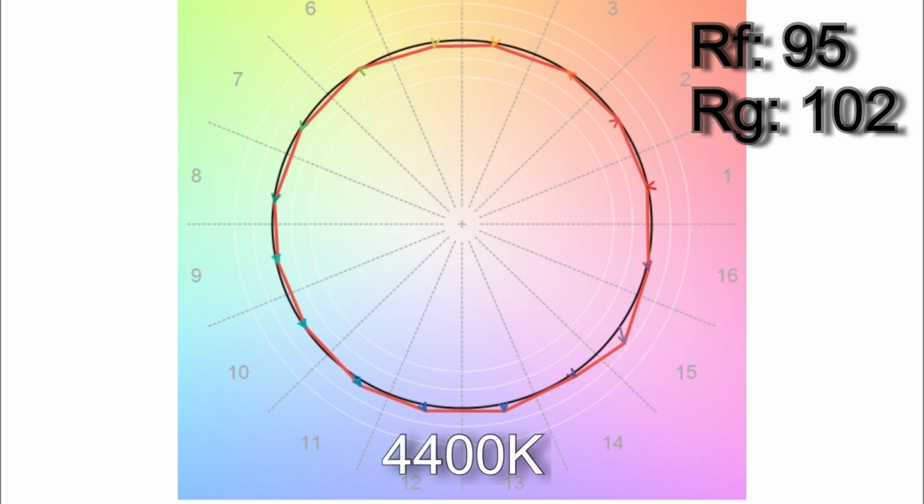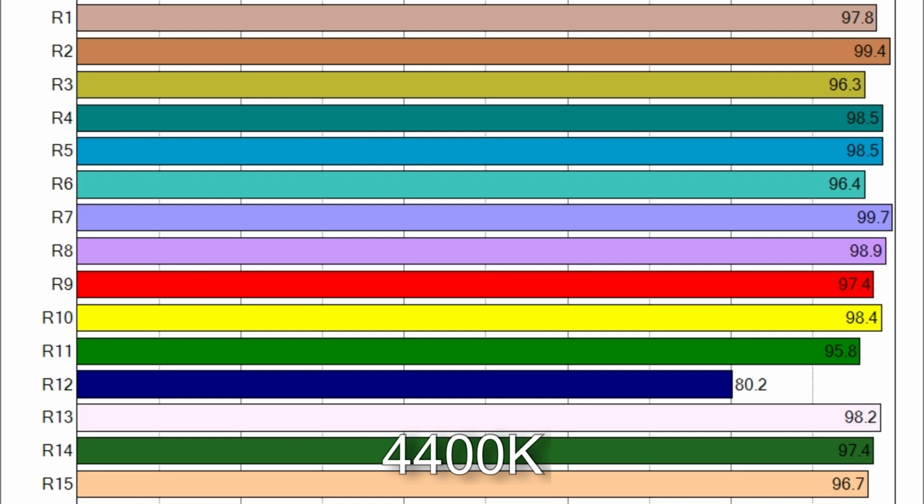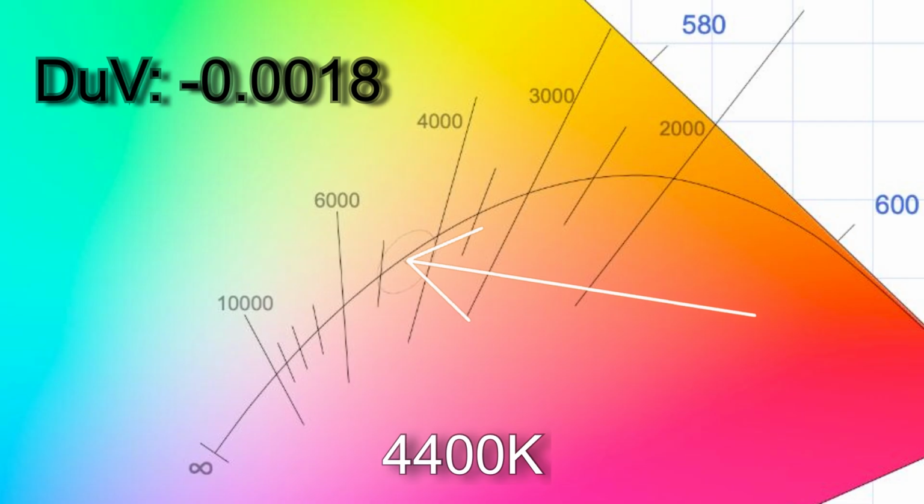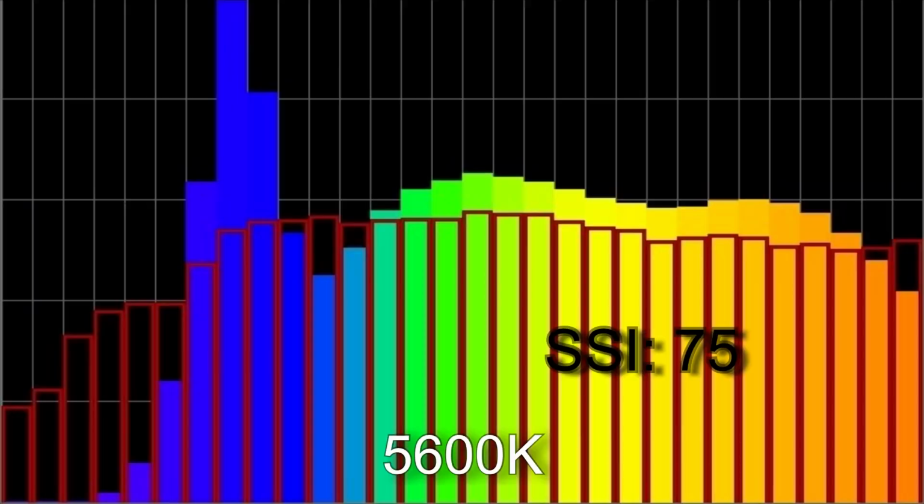When I dialed in 4,400 Kelvin, I got 4,483. The TM30 color vector results were 95% average color accuracy with an average 102% color saturation. Here are the CRI scores, and only R12 is below 90. Here is the spectrum distribution, and the white point came in with a delta UV of only minus 0.0018, which is very good for a bicolor light. When I dialed in 5600 Kelvin, I got 5606 with an SSI of 75.